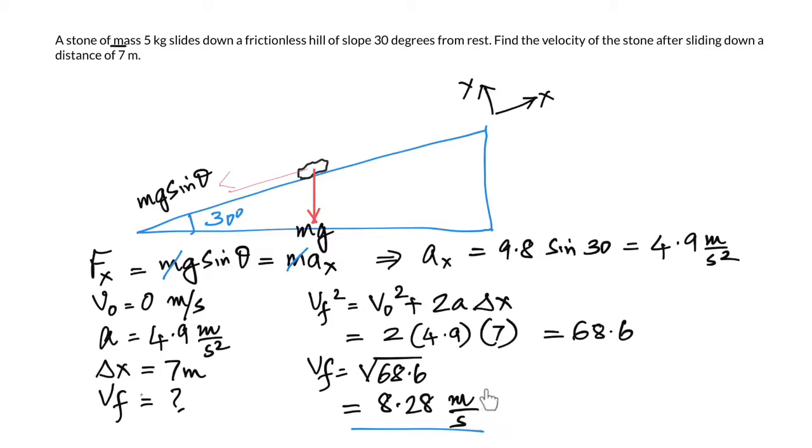So what's important in this question is to understand that since there is no friction, the only force acting down is mg sine theta. So that's the only force acting.